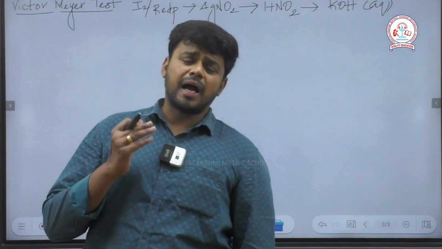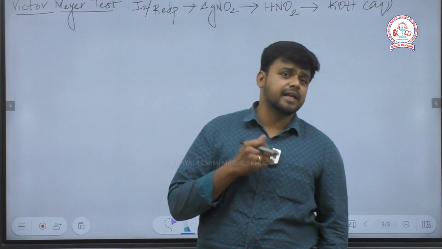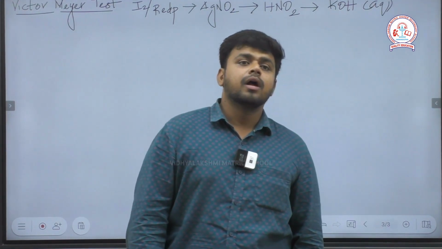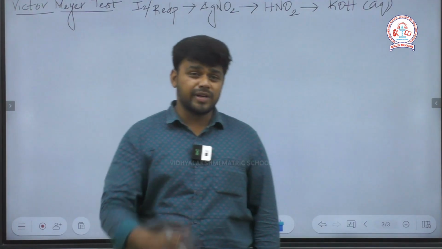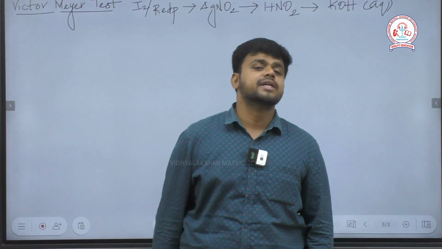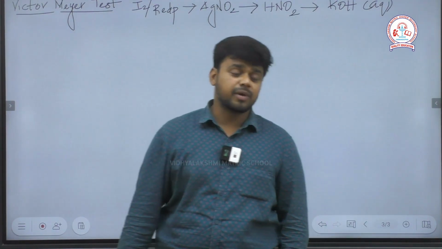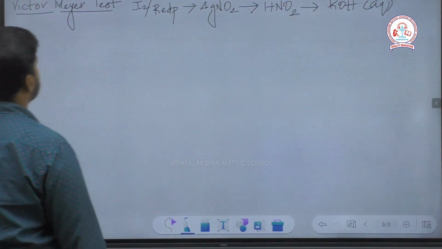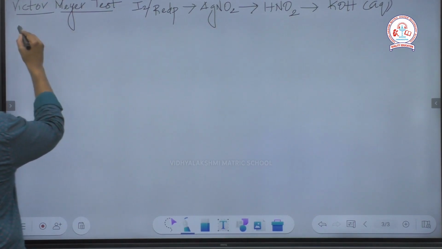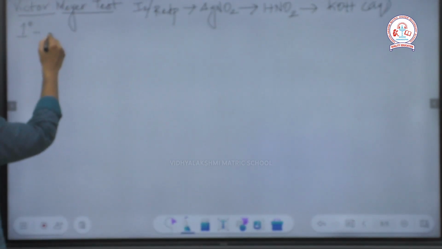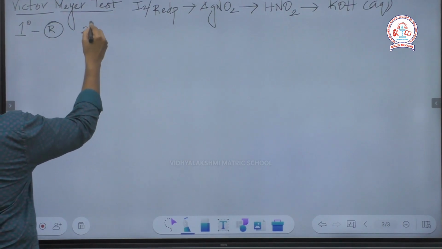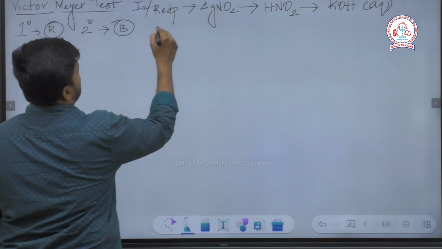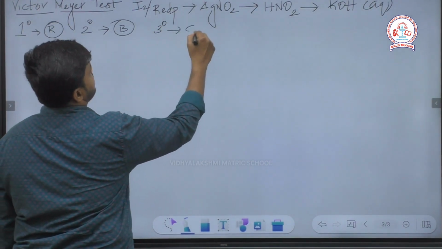See, if you have a primary alcohol, you will get a red color. If you have a secondary alcohol, you will get a blue color. If you have a tertiary alcohol, it remains colorless on the addition of these reagents. This is how you can distinguish primary, secondary and tertiary alcohol. Again, if you have a primary alcohol, you will get a red color. If you have a secondary, you will get a blue color. If you have a tertiary, it will remain colorless.